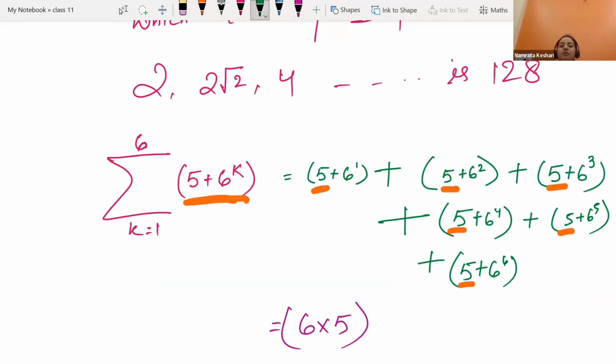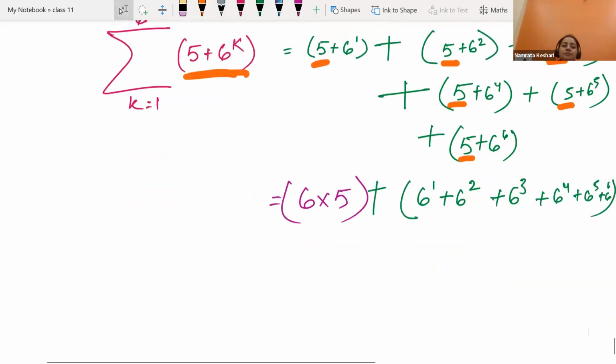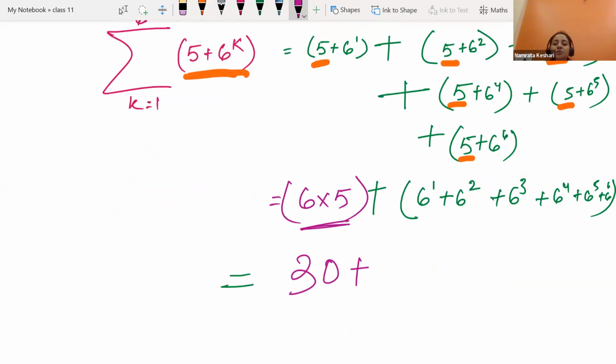And what else are we having? Except that addition, we are having 6 to the power 1 plus 6 to the power 2 plus 6 to the power 3 plus 6 to the power 4 plus 6 to the power 5 plus 6 to the power 6, right? Right, Manvi? Yes, ma'am. Okay, 6 into 5 is 30. 6 to the power 1, 6 to the power 2, 6 to the power 3, 6 to the power 4, 6 to the power 5, 6 to the power 6, this is a GP. We have to find the sum of 6 terms of this GP, right?